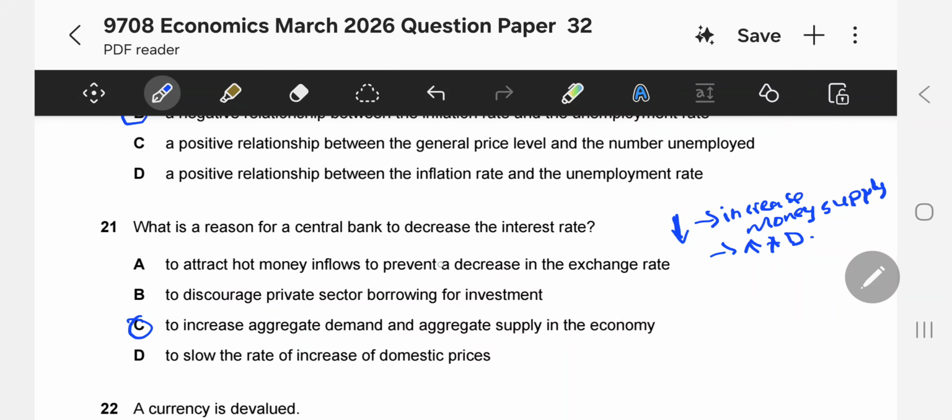To attract hot money. No. If interest rates are low, hot money will not come. To discourage private sector borrowing. No. This one will encourage private sector borrowing. To slow the rate of increase of domestic prices. Once consumption increases, prices are going to go up. So this one is not true. So 21C will be best.